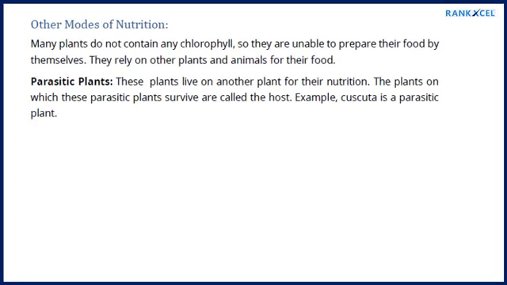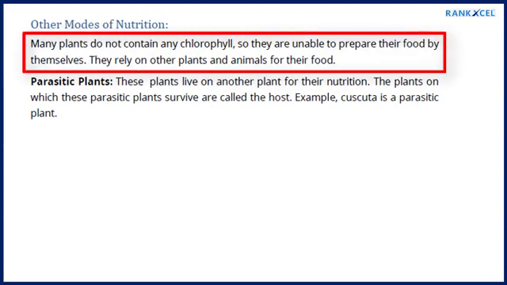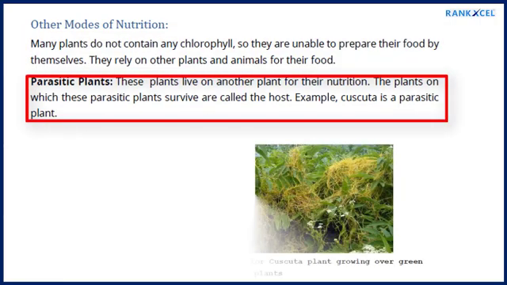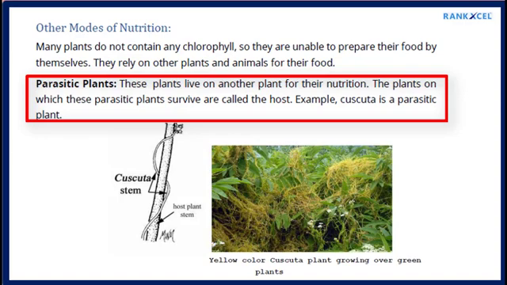Other modes of nutrition. Many plants do not contain any chlorophyll, so they are unable to prepare their food by themselves. They rely on other plants and animals for their food. Parasitic plants. These plants live on another plant for their nutrition. The plants on which these parasitic plants survive are called the host. Example, cuscuta is a parasitic plant.